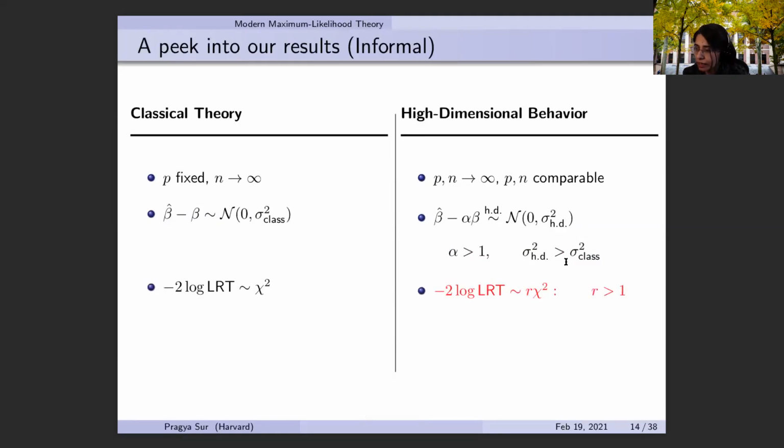Question: is the asymptotics such that p over n is going to a constant? Yes, it's going to a constant. The constant needs to be positive, and I will say that in the next slide. Yeah. Okay, thank you.